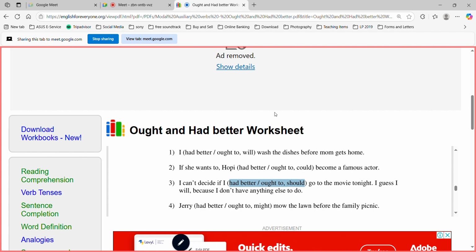All right, number four: Jerry had better, ought to, might mow the lawn before the family picnic. So what is the answer for number four? Please take a look at this carefully. So what's the answer for number four?